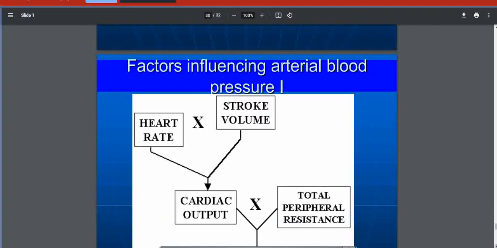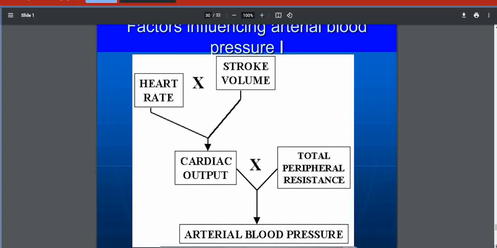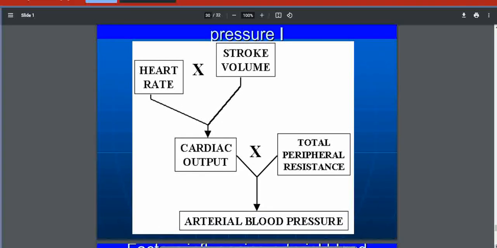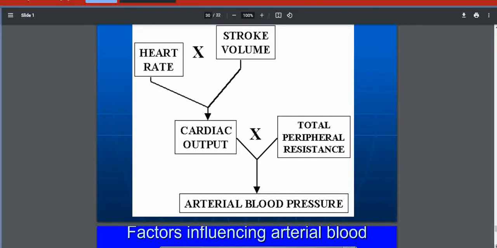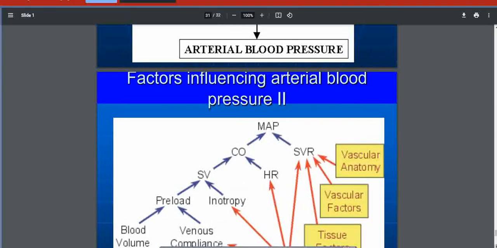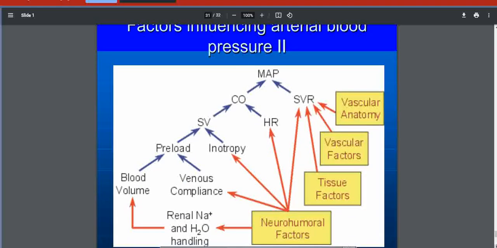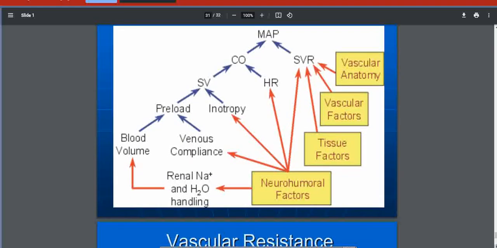So I wanted you to see this one. Factors influencing arterial blood pressure: heart rate times stroke volume will give us cardiac output. Then cardiac output times total peripheral resistance will give us arterial blood pressure. So the factors influencing arterial blood pressure are, this is now what we have here: neurohormonal factors, tissue factors, vascular factors, and vascular anatomy. So go and relate how this affects the entire system.